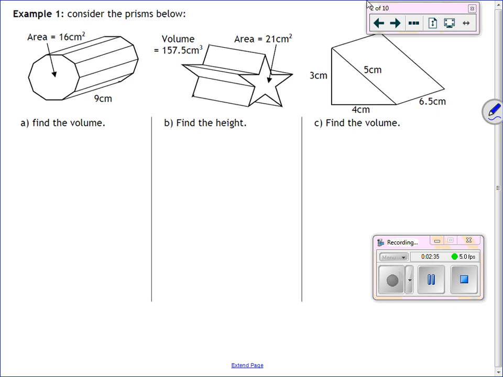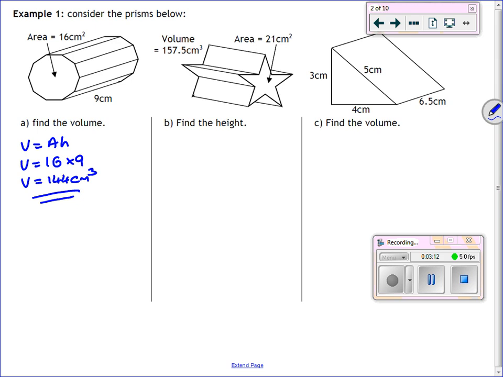Let's look at example 1. We've got 3 different prisms and we want to find the volume of each. We're going to find the volume of the first one first of all. The formula is volume is equal to area times height. So that's going to be V is equal to 16 multiplied by 9, which is going to give me 144 cubic centimeters.